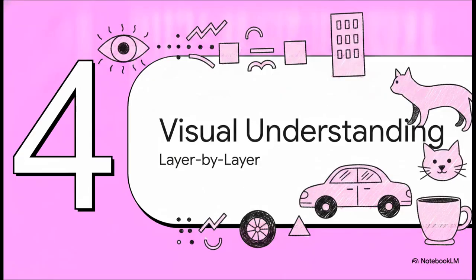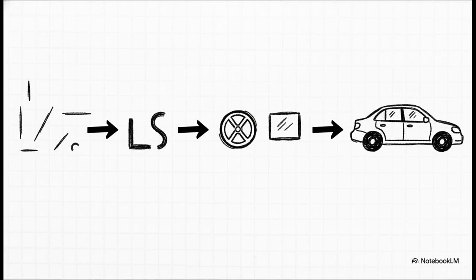Okay, part 4, building visual understanding, layer by layer. Let's see how this steps up from basic lines to recognizing complex objects. This is where it gets really cool. It's honestly just like building a Lego castle. The network progressively combines simple edges into shapes and shapes into complex concepts like a face or an animal.